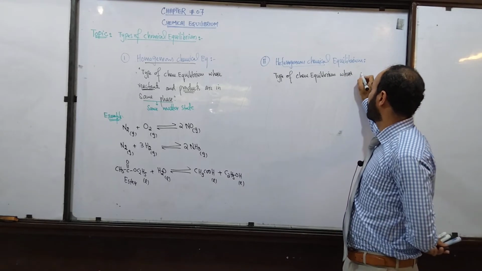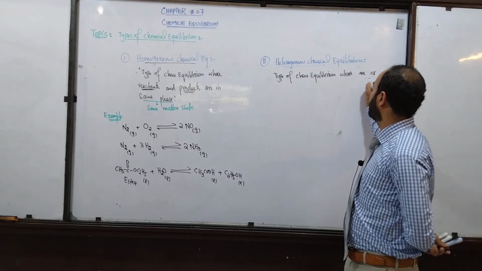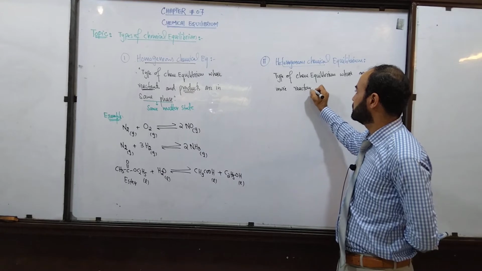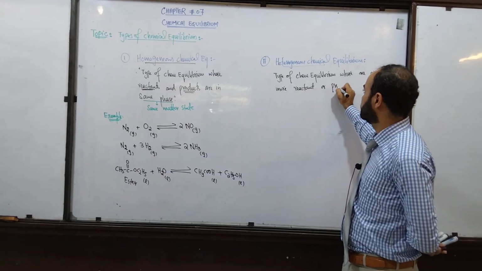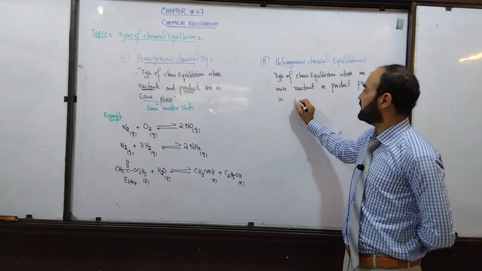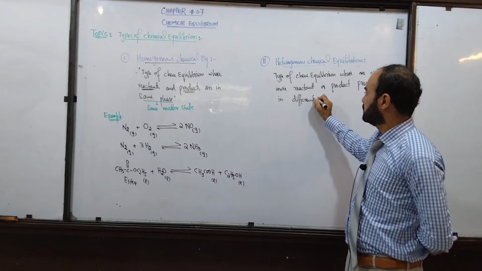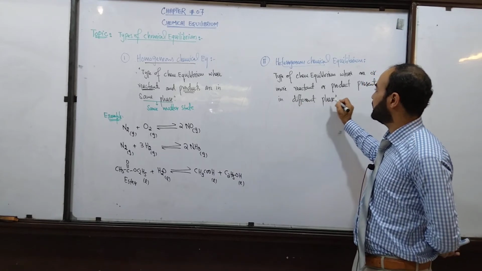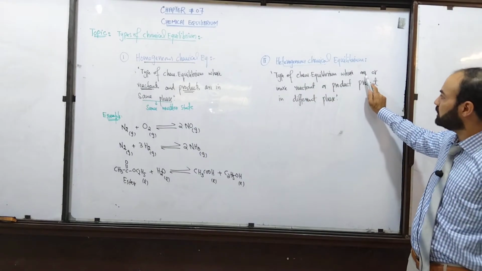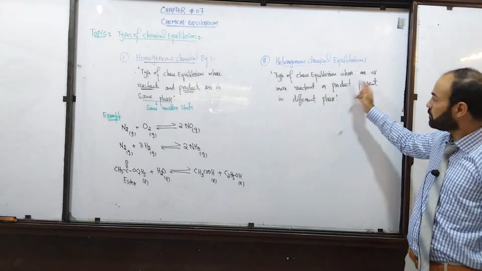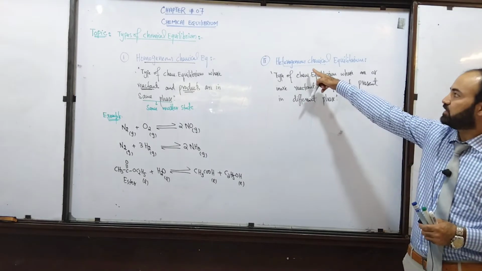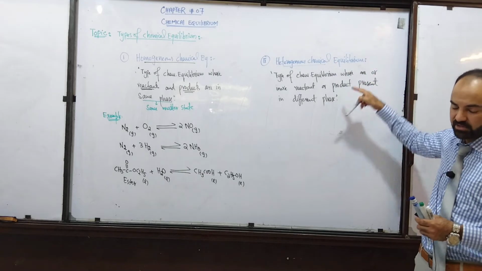where one or more, at least one is mandatory, reactant or product is present in a different state or in a different phase. Okay, I repeat: this is a type of chemical equilibrium where one or more reactants or products are present in a different state, and that is known as heterogeneous chemical dynamic equilibrium.